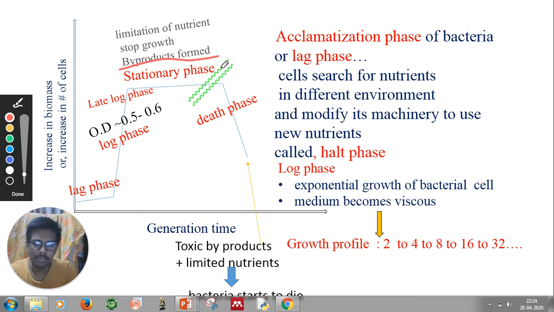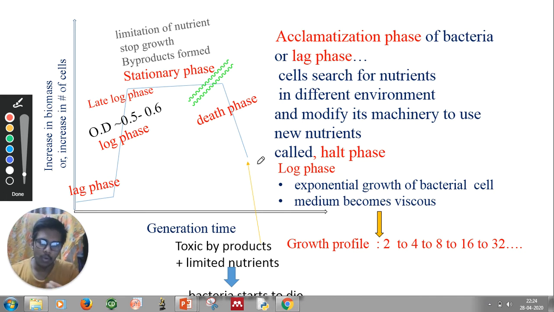The stationary phase is the third phase of the bacterial cell growth curve. Here not much growth happens because of the limitation of nutrients in the medium. So bacterial growth stops and byproducts form in huge amounts. That's called secondary metabolites. And the last phase is the death phase.